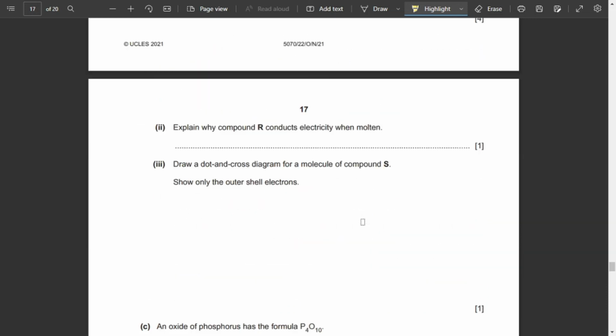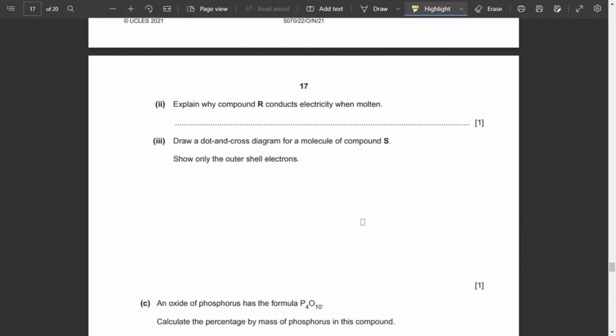Moving on to part 2, explain why compound R conducts electricity when molten. When it is molten, its ions can move, and hence it can conduct electricity. So there will be mobility of ions, so electricity can be conducted easily. Moving on to part 3, draw a dot and cross diagram for a molecule of compound S. Show only the outer shell electrons.